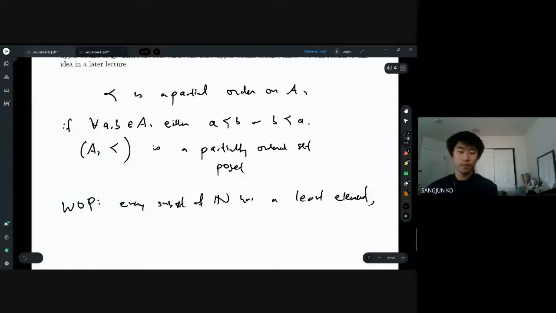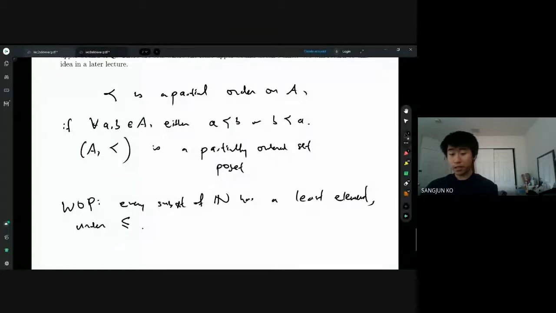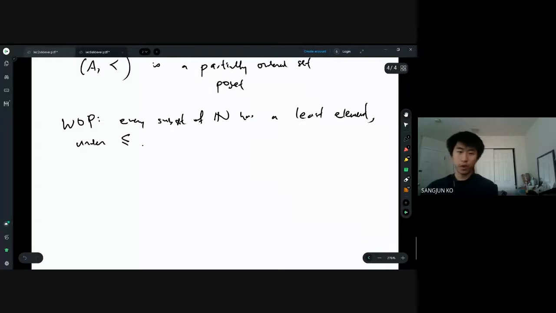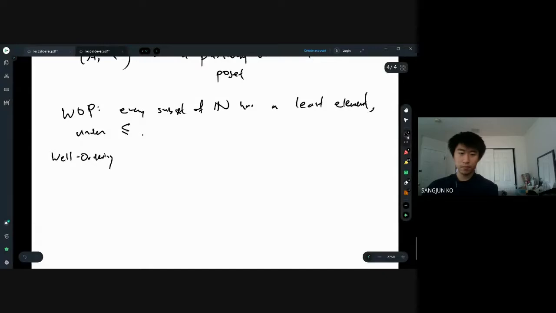Well, under this relation, under the regular thing, and we alluded to the well-ordering theorem, which says every set can be well ordered.